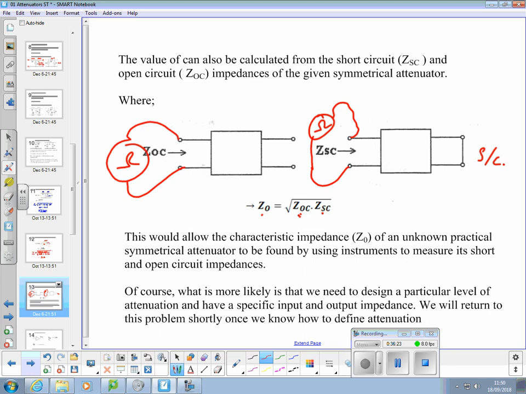However, it's more likely that we need to design for a particular level of attenuation and have a specific input and output impedance. That's going to be your specification. 10 dBs of attenuation, more about that in a minute, and an input and output impedance of either 50 ohms or 600 ohms in your cases.